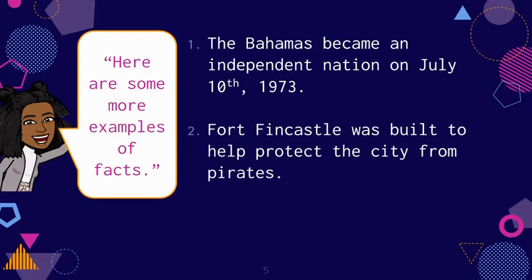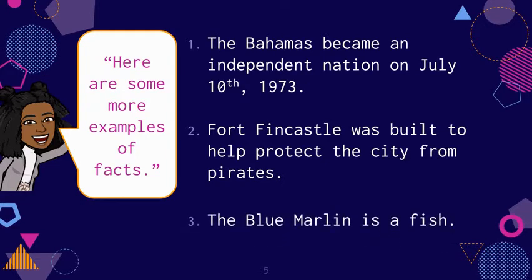Help me out again with number 2. Fort Fincastle was built to help protect the city from pirates. I'll give you a minute or two. Well, once again, it's time to check in. If you said that this is an historical fact, you are once again correct. Give yourselves a pat on the back.